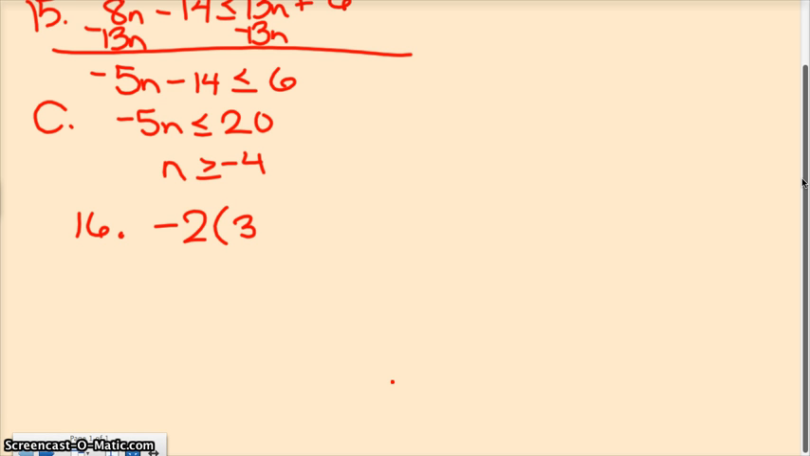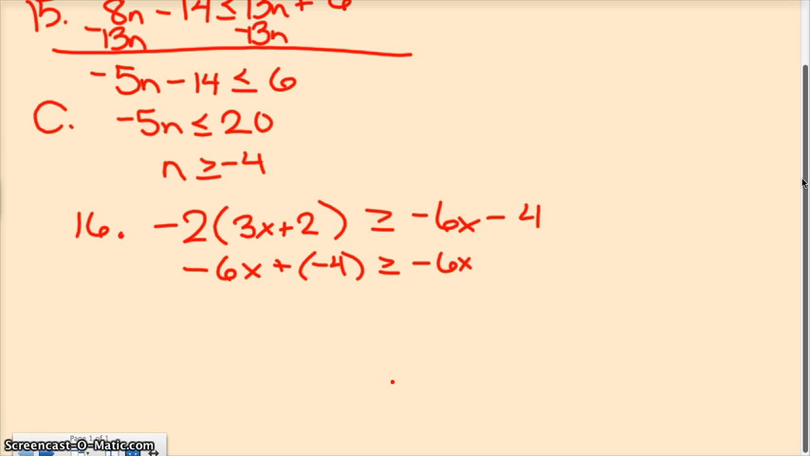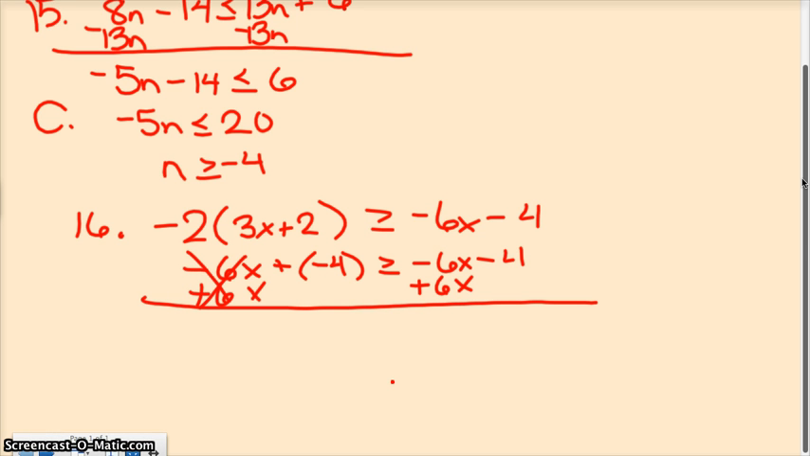Negative 2 times 3x plus 2 is bigger than or equal to negative 6x minus 4. Distribute. Negative 6x plus a negative 4 is bigger than or equal to negative 6x minus 4. Moving my 6x over, they cancel. I get negative 4 is bigger than or equal to negative 4. That's a true statement because negative 4 equals negative 4. So this would be all real numbers, and that is C.